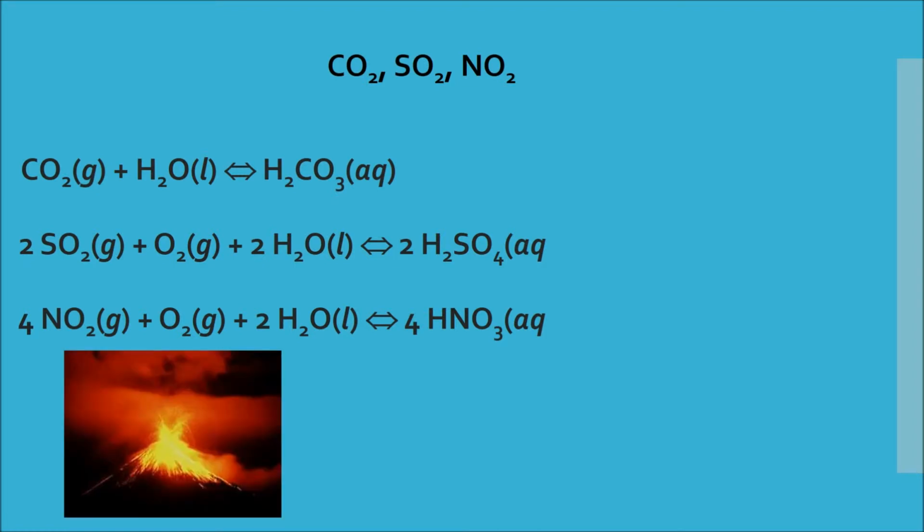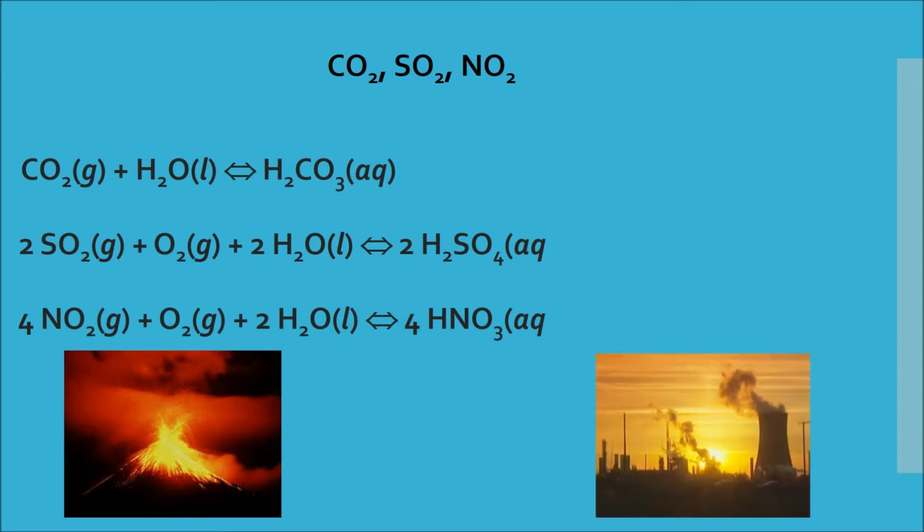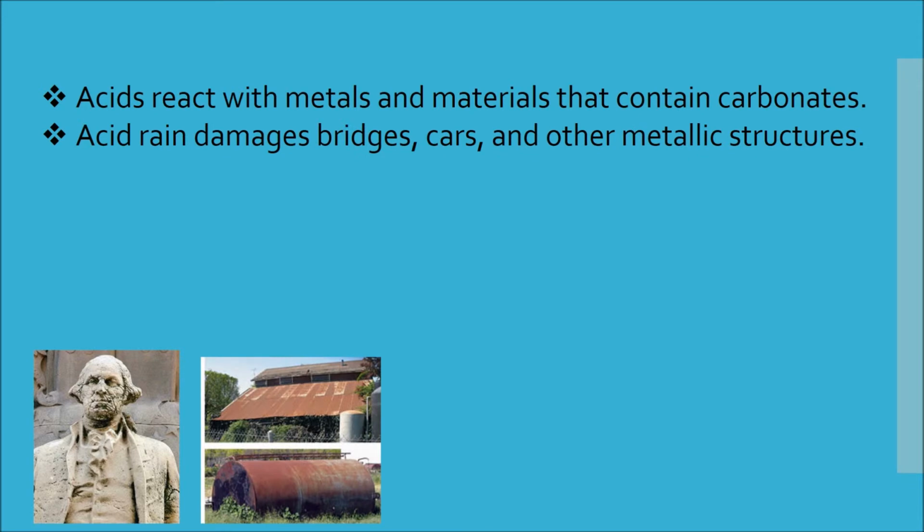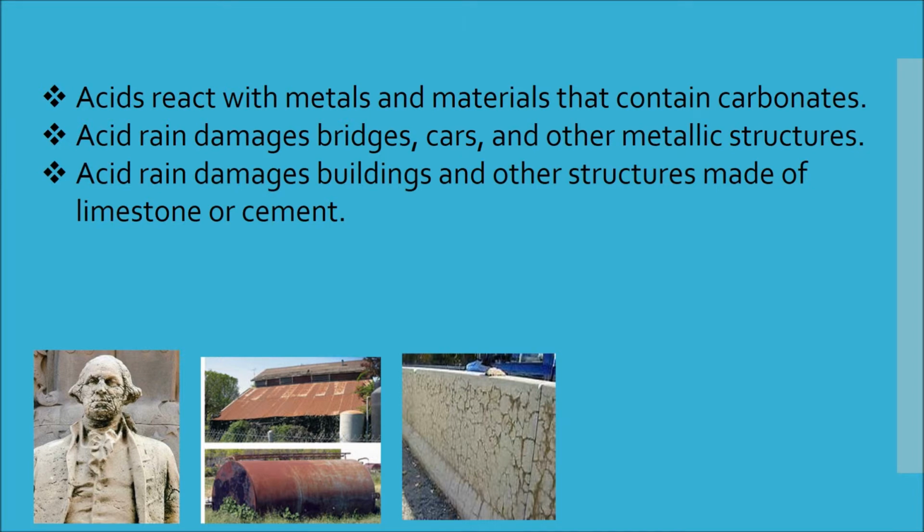And these are all pretty strong acids. So increase in the acidity of rain is caused by various processes, some of which are natural, such as volcanoes, some of which are man-made, such as combustion of fuel. Now, acid rain is bad because these acids react with metals and materials that contain carbonates, and they'll dissolve them. And they also damage bridges or cars or other metallic structures that they come in contact with.